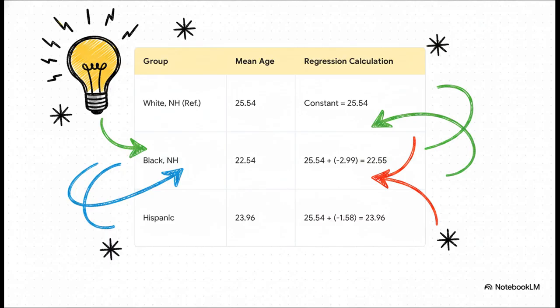Look at the simple averages on the left. Now look at our regression output. The constant, 25.54, is the exact average for our reference group. And the coefficient for black D, negative 2.99, is just the difference between the white average and the black average. It's not magic, it's just really elegant math. The model is literally just calculating the differences from whatever baseline you chose.